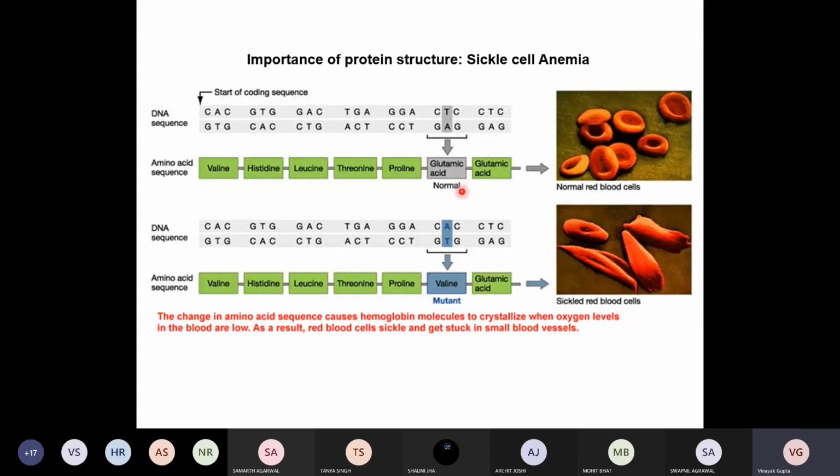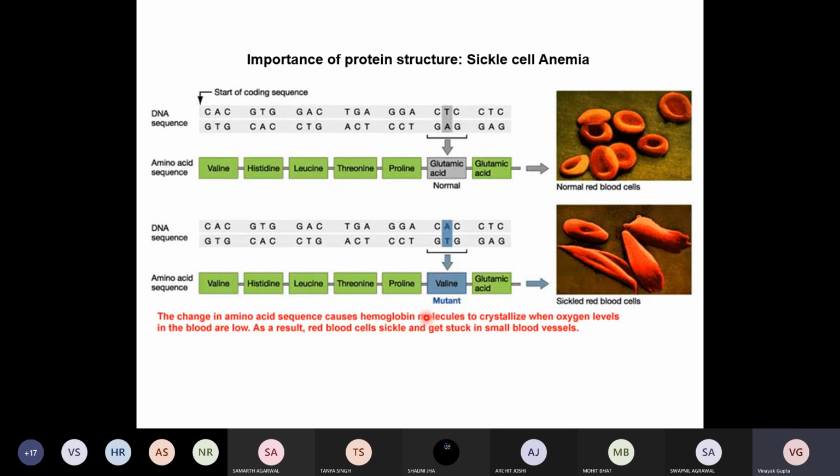These two amino acids differ so much from each other. Glutamic acid is a polar amino acid. Valine is a hydrophobic amino acid. So now the interactions, when the protein is going to fold, are going to be totally different because of this amino acid. Initially here it was hydrophilic, now you have hydrophobic. So because of that, the structure of the protein is going to change.